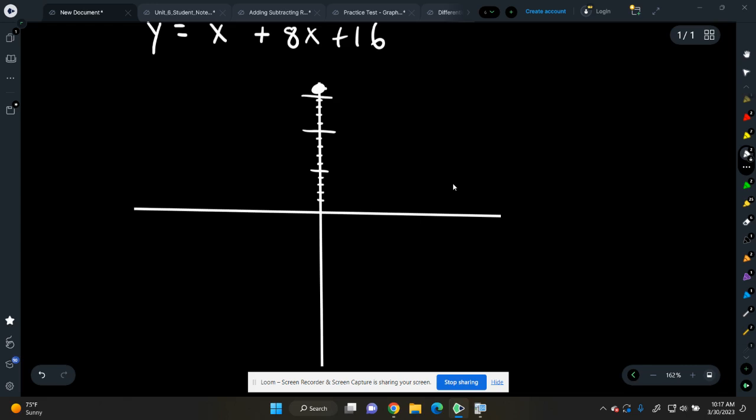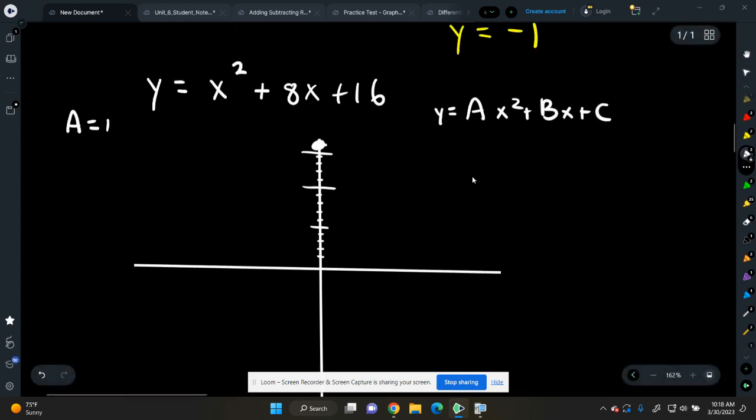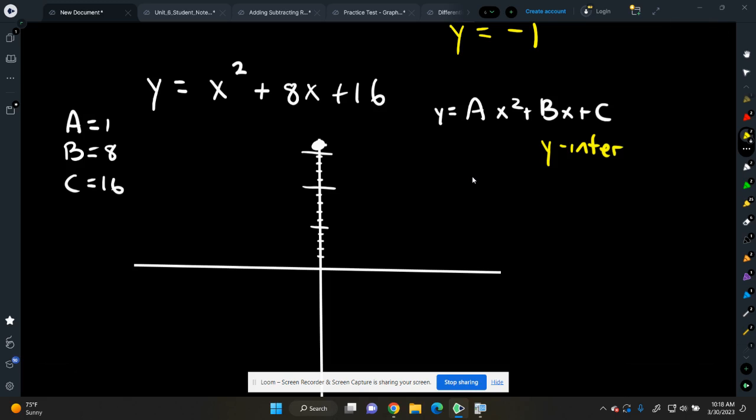Okay. So again, ax squared plus bx plus c, right? So my a, what's a equal? 1. Okay. B equals 8, and C equals 16. Okay. So my y-intercept is the C value, which is 16. So we plot that on the graph, 16.